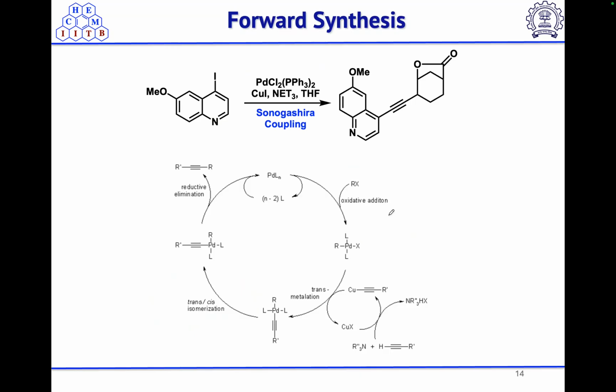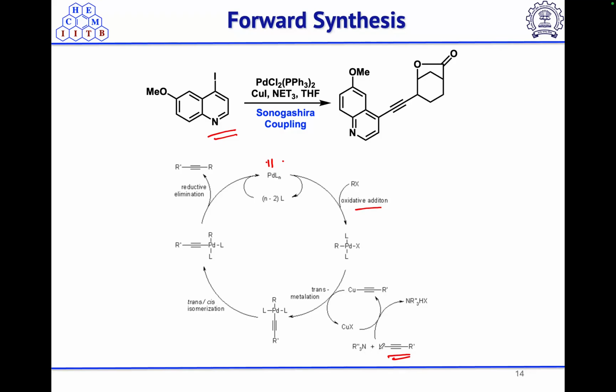So how is it happening? Basically, you have this palladium 2 species. What will happen first? Oxidative addition of this aryl iodide will give this intermediate. Now you have this alkyne, and we are also using this triethylamine as a base.